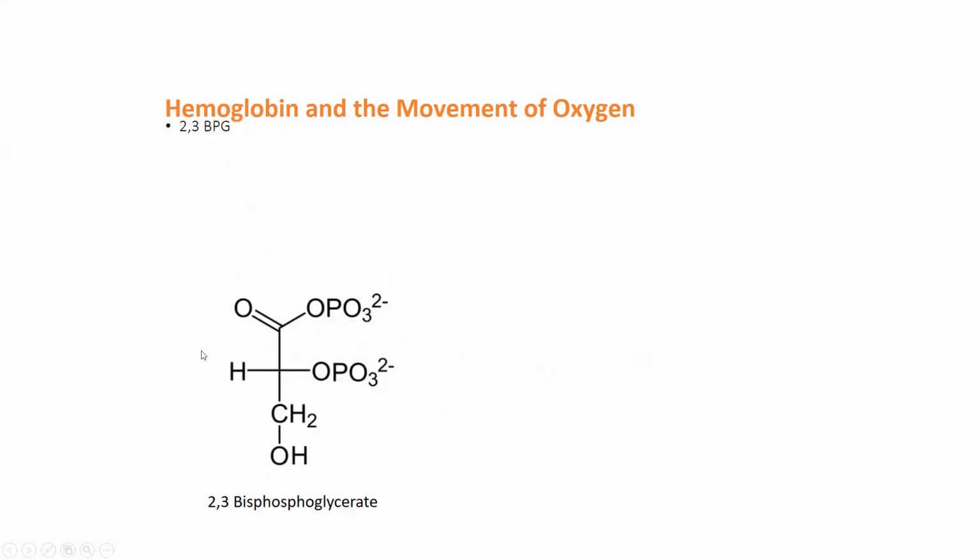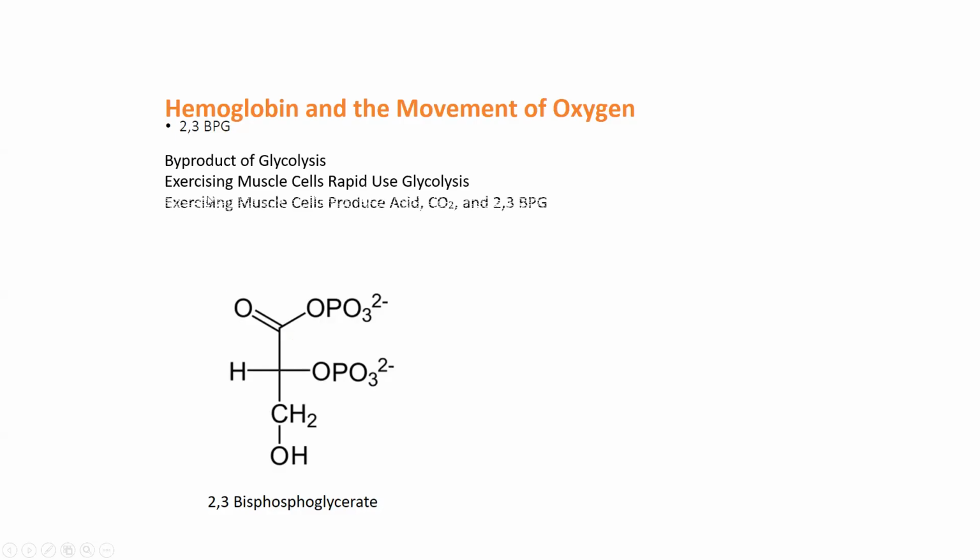So this is 2,3-BPG. That's the metabolic waste. That's the structure. You don't have to worry about its structure. You just need to understand that this is a toxic metabolic waste that is generated by rapidly metabolizing tissue. This is a byproduct of glycolysis, and exercising muscle cells rapidly use glycolysis, and exercising muscle cells produce acid and carbon dioxide, and these are the toxic things that promote the hemoglobin to release its bound oxygen and go from the R state full of oxygen into the T state with no oxygen.